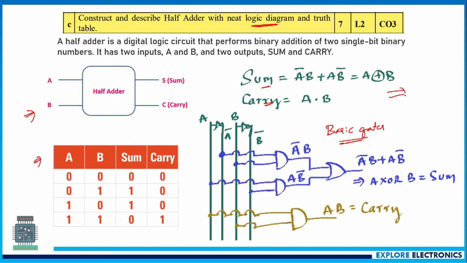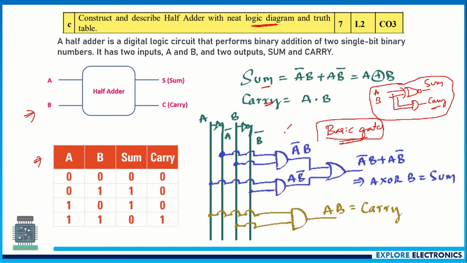Otherwise, you can just use a simple XOR gate for getting the sum for A and B, and use one AND gate, A into B, to get the carry, right? This is the simplest circuit we can write. But if they ask to implement using basic gates, then you need to write this circuit.